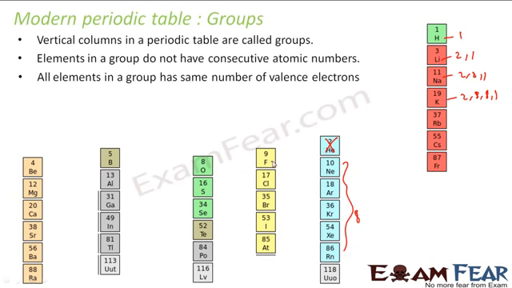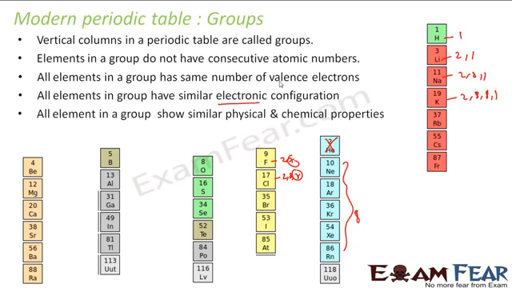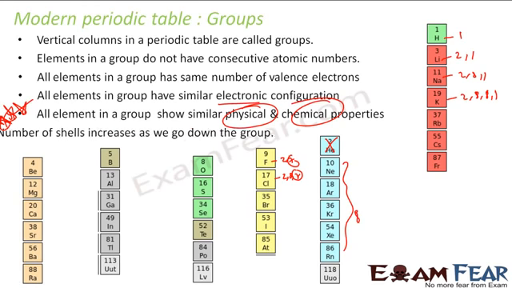Here also, if you see, it is 2, 7, this is 2, 8, 7, right? So all have 7. They have similar electronic configuration, so they show similar physical and chemical properties. That is the main reason why they are grouped. This is the first, you can say, critical property. And the number of shells increases as we go down. This one has 1 shell, this one has 2, this one has 3, this one has 4. So the number of shells increases as we go down.